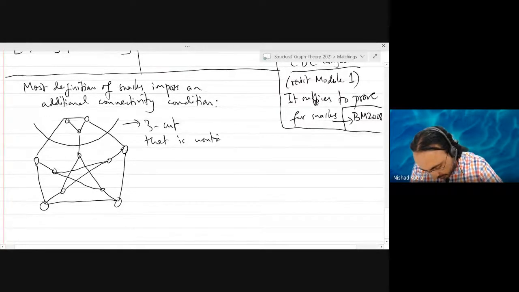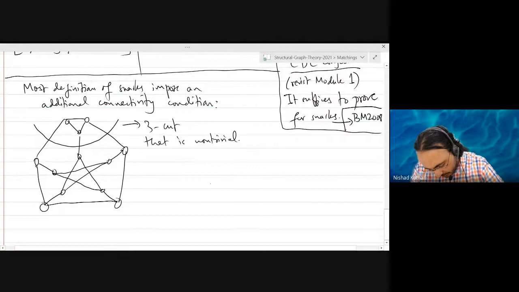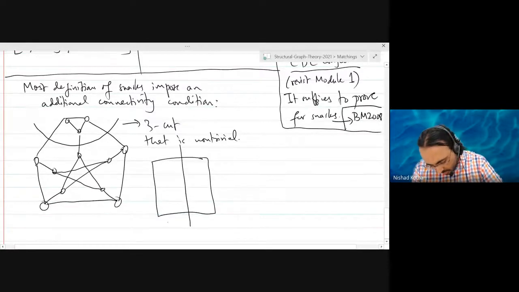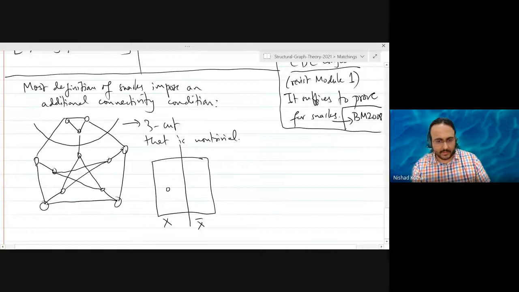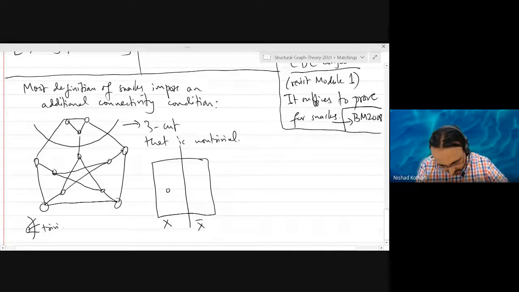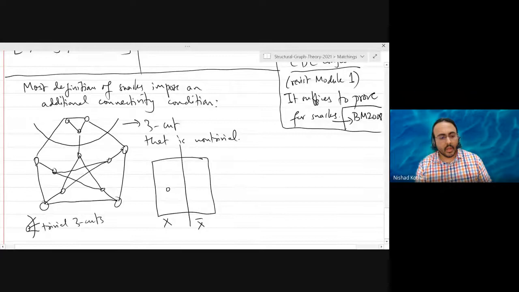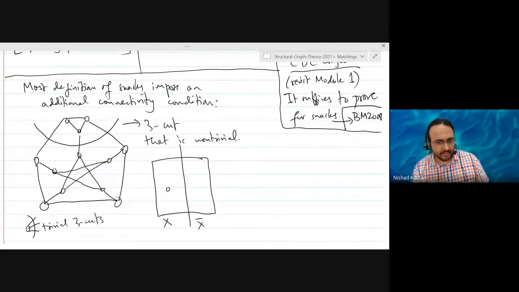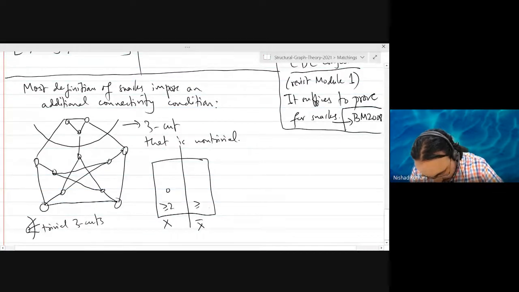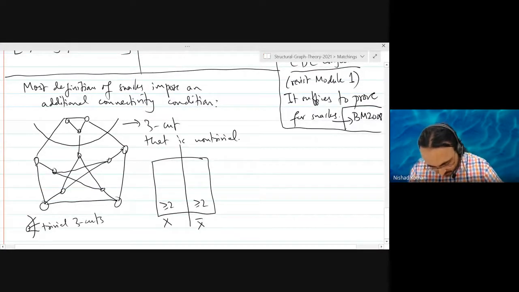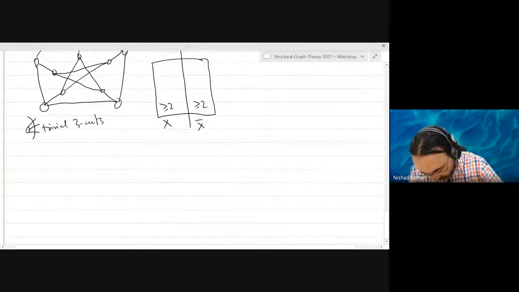What do I mean by non-trivial? We have seen trivial cuts before. In a trivial cut, one of the two sides will have a single vertex. Of course, in a cubic graph, if you look at any vertex, you will have three edges, so you will get trivial three cuts. But what you can do is you can say that my graph should not have any non-trivial three cuts. All the three cuts should basically be trivial. Okay? So in a non-trivial cut, you will have at least two vertices on both sides. Right? This is a non-trivial cut.